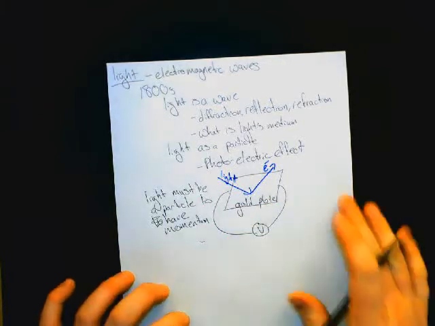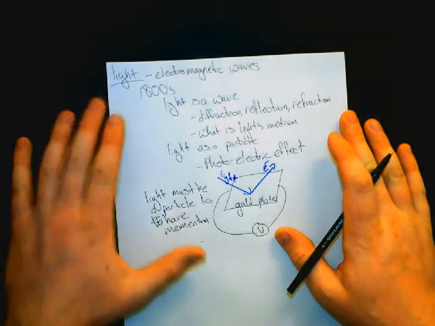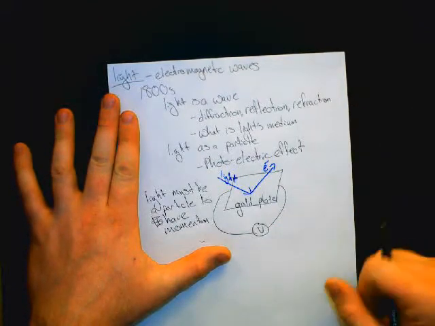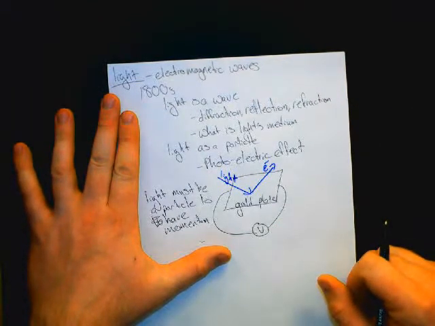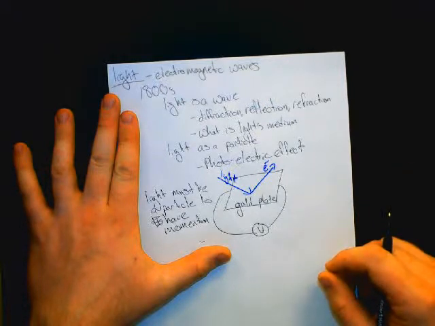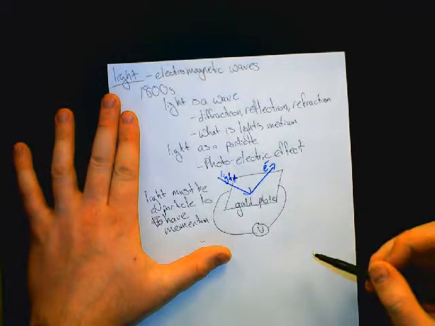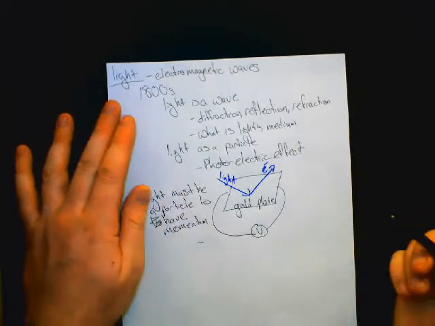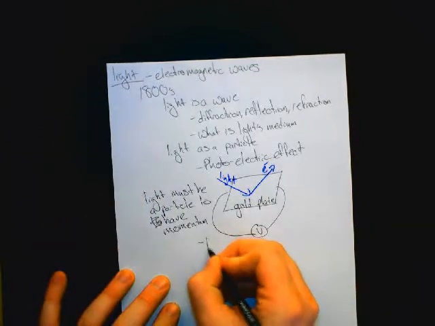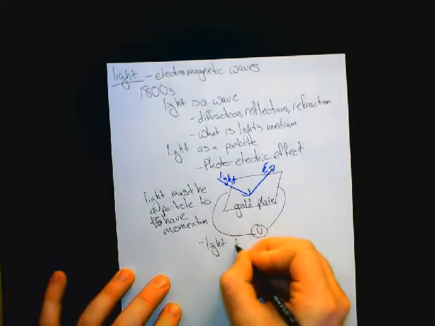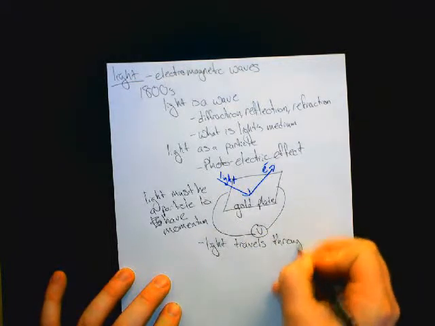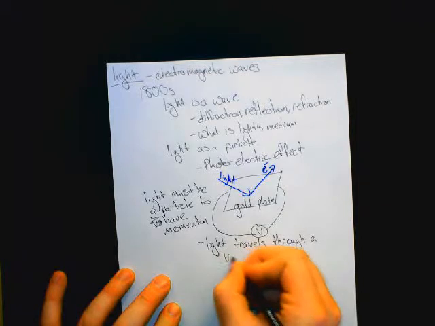People who believed light is a particle also had the advantage of being able to explain how light travels through a vacuum. We could create vacuum tubes in the 1800s, and we were getting the idea that space could be one. So how does light get from the sun to the earth if there's no medium? Well, if light is a particle, that's pretty easy. Light travels through a vacuum.